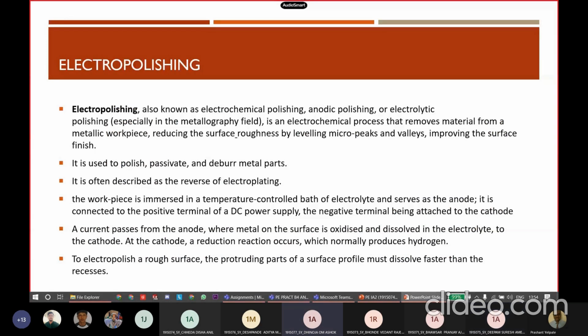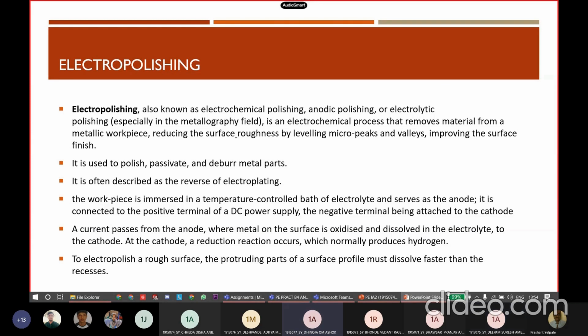It is often described as reverse electroplating. The workpiece is immersed in a temperature controlled bath of electrolyte. This electrolyte bath is made up of varying ratios of sulfuric acid and phosphoric acid, and then the material is placed in it, and an anode is placed in it, and it levels up.